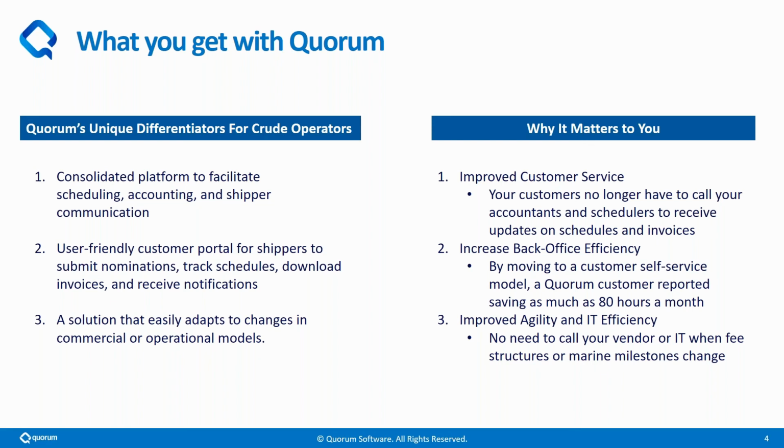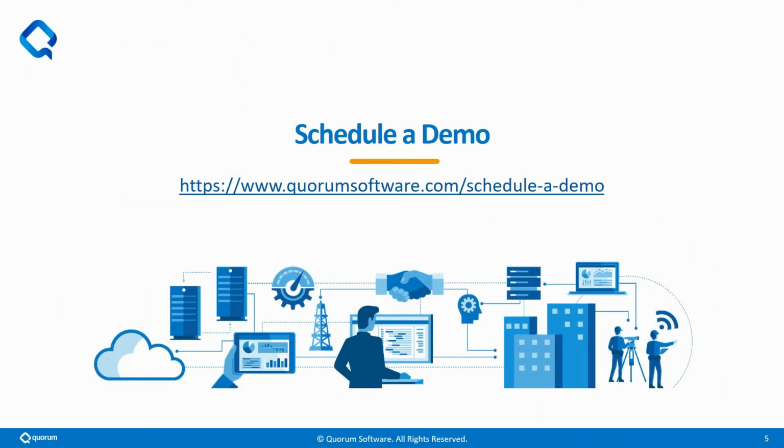You'll get a solution that easily adapts to changes in commercial or operational models. So if you have a change in your pipeline network, or if you decide to fee based on receipt volumes instead of deliveries, you can do so without having to call the IT group or the software vendor. I hope this demonstration has shown how myQuorum Crude Transportation can increase your revenue by avoiding pipeline shutdowns and increasing throughput, while also allowing your customers to capitalize on market opportunities by knowing when their batches will arrive.